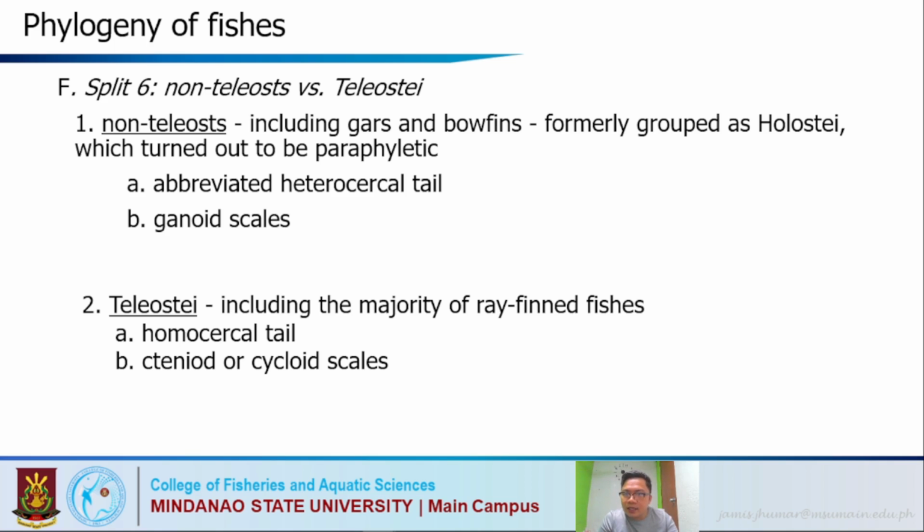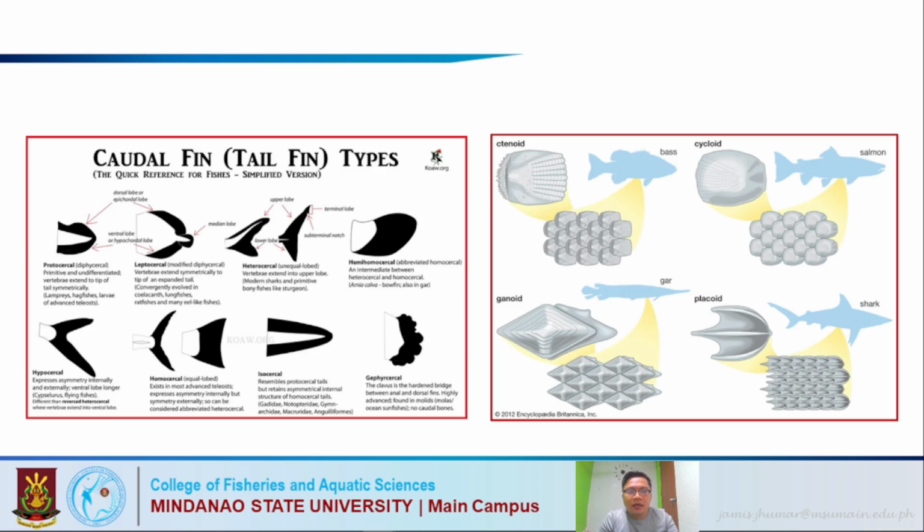Now, what are these heterocercal and what are these ganoid scales? I have here an example of the different types of caudal fin and the types of scales. So you could read more about this. You could search a lot of literature on the internet. Ito yun yung tinatawag na homocercal and heterocercal niya. And then these are ctenoid, cycloid, ganoid, and placoid types of scales.